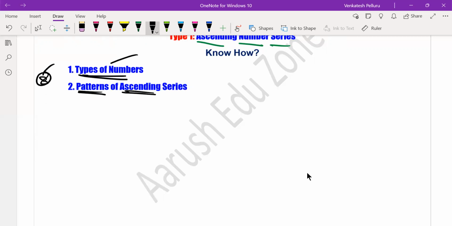So basically you need to know 4 types of numbers. So first one is natural numbers. So what are natural numbers?